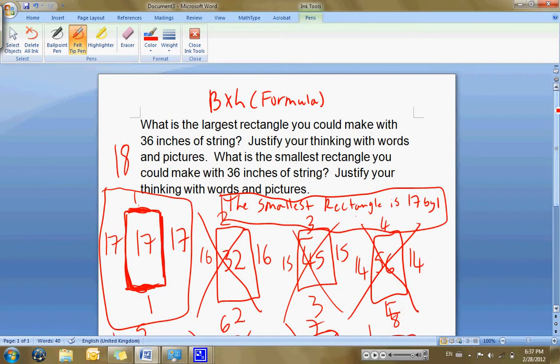So the answer, what is the largest rectangle you can make with 36 inches of string? The largest rectangle you could make with 36 inches of string would be 9 by 9. So your answer, what is the largest rectangle you can make with 36 inches of string, is 9 by 9. And what is the smallest rectangle you can make with 36 inches of string is 17 by 1.